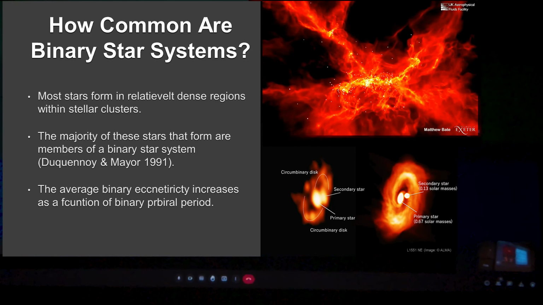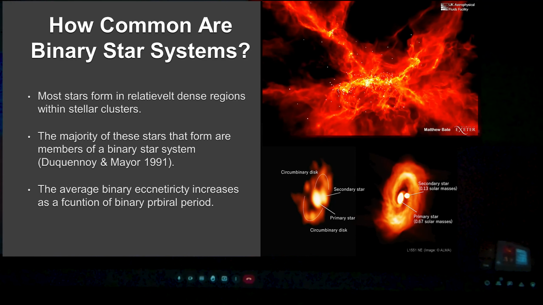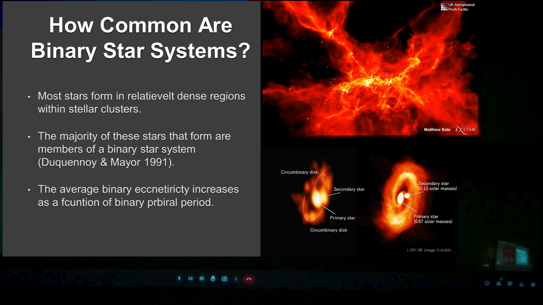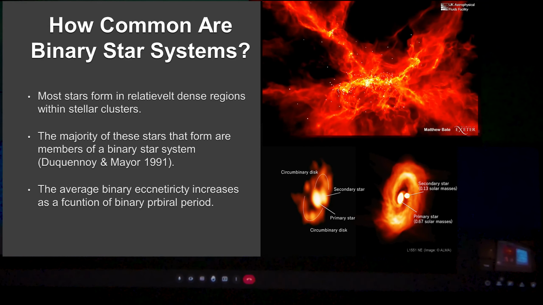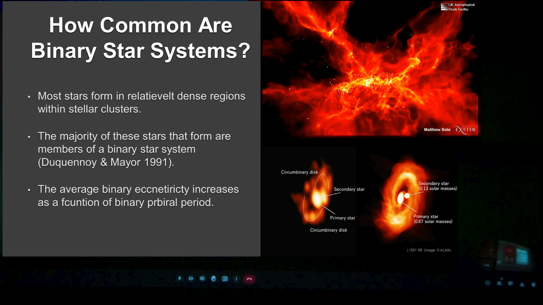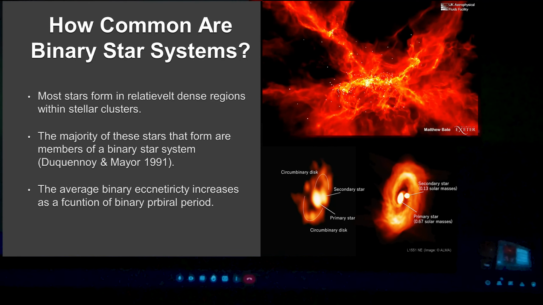When you look at these binary systems, this is an image taken by ALMA, and you can actually see a disk around the binary. The right panel next to it is a model of this, so it's a little cleaner. You can actually see a disk around the binary with the two stars.